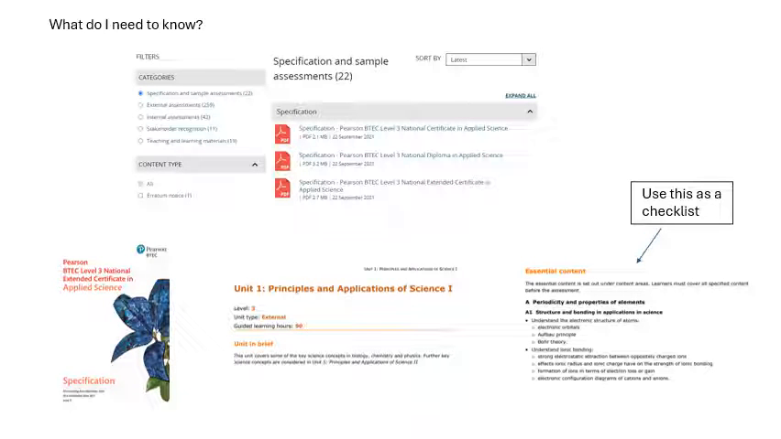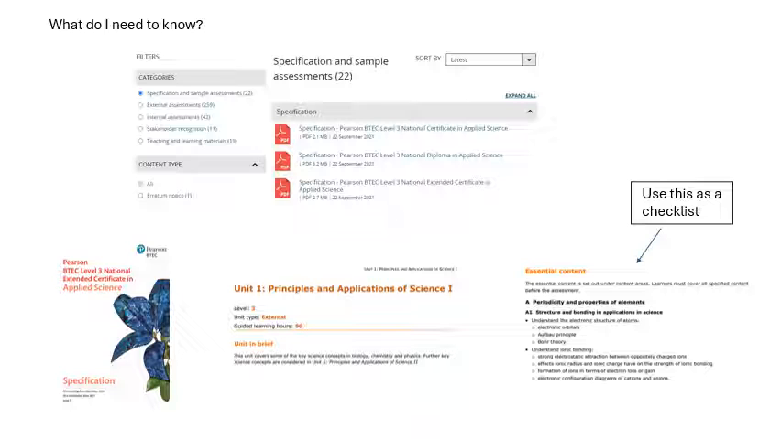Now, what do you need to know? Well, what you can do is get hold of the specification. The specification says exactly what you need to know. This is what your teacher uses to teach you. And you can just download your own on the same website as you got the past papers.